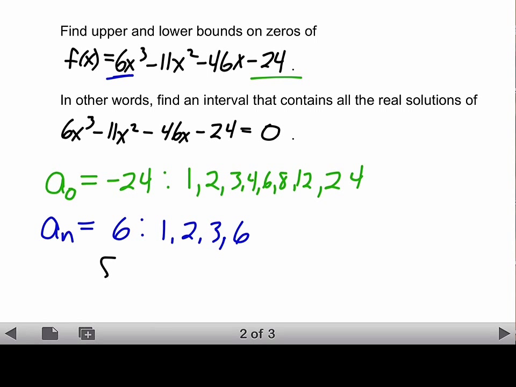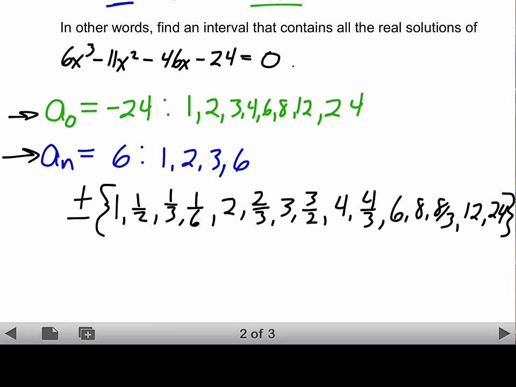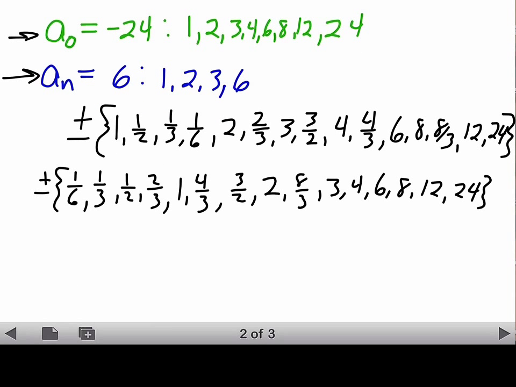Using the rational zeros theorem, I can write down all of the possible rational zeros, and they are listed here. Using factors of 24 and factors of 6, we have 1, 1/2, 1/3, 1/6, 2, 2/3, 3, 3/2, 4, 4/3, 6, 8, 8/3, 12, and 24. Yes, I had to read them. I'm going to put these in order, that is, in numerical order, from small to big in this set.